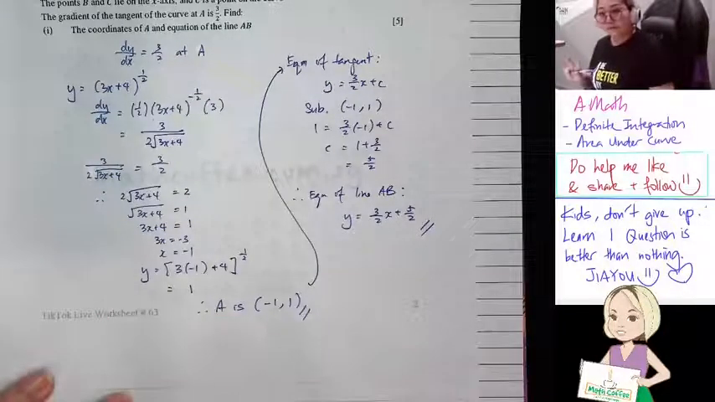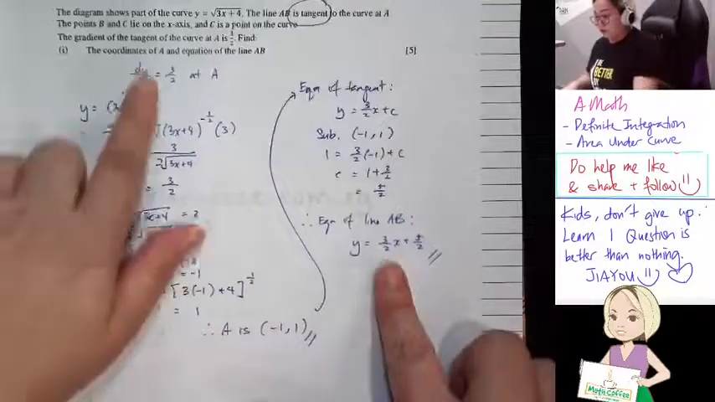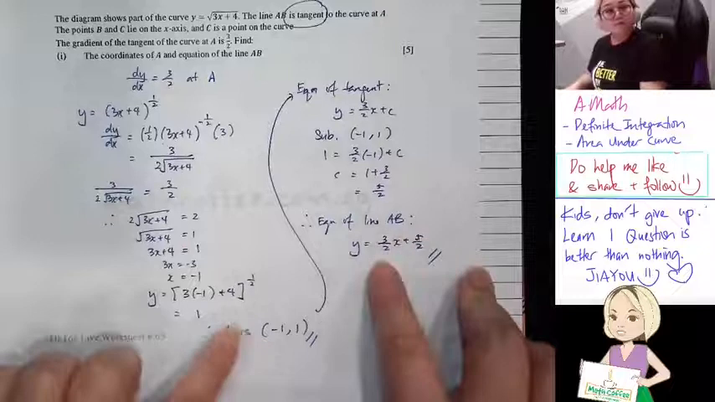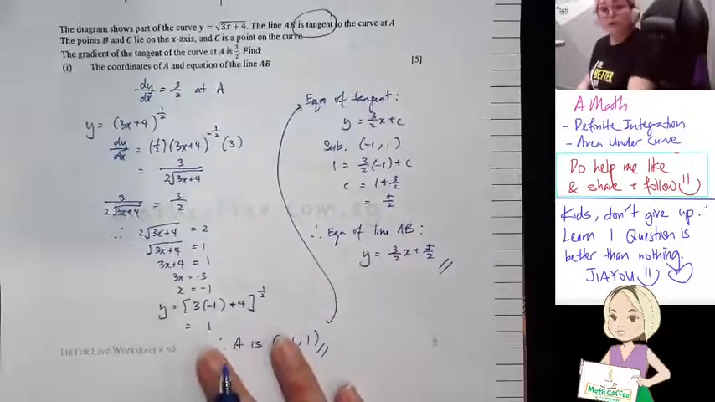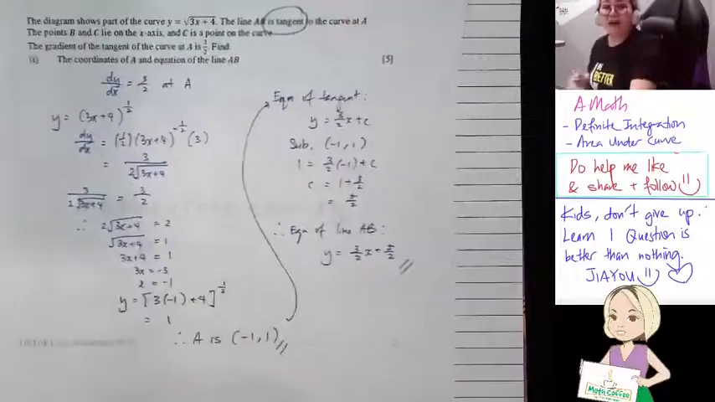Right? So, this is how you solve this. 5 marks, huh? Okay, so now I'm going to update the diagram with whatever I have found now.